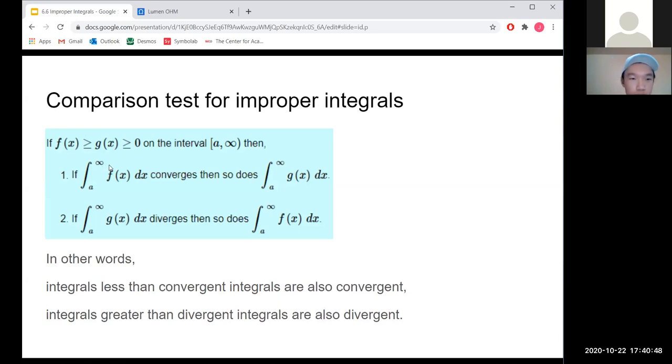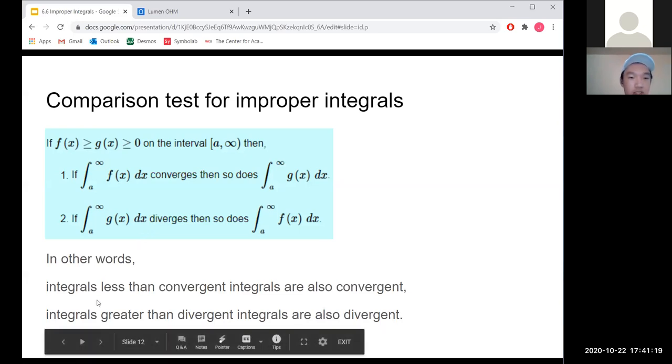What it's saying is that if the bigger function converges, then the smaller function also converges. The second part says if g diverges, then f also diverges. That one says if the smaller function diverges, then the bigger function also diverges. That might have sounded a little confusing, but to sum it up, integrals less than convergent integrals are also convergent, and integrals greater than divergent integrals are also divergent.